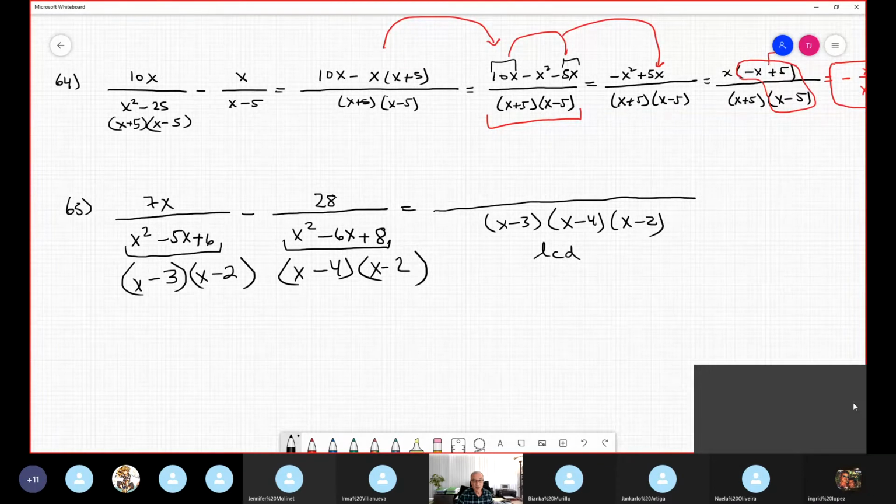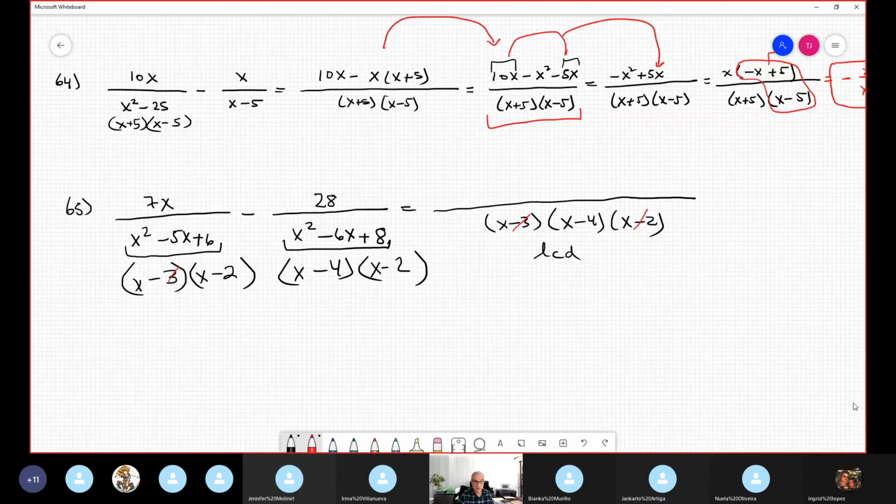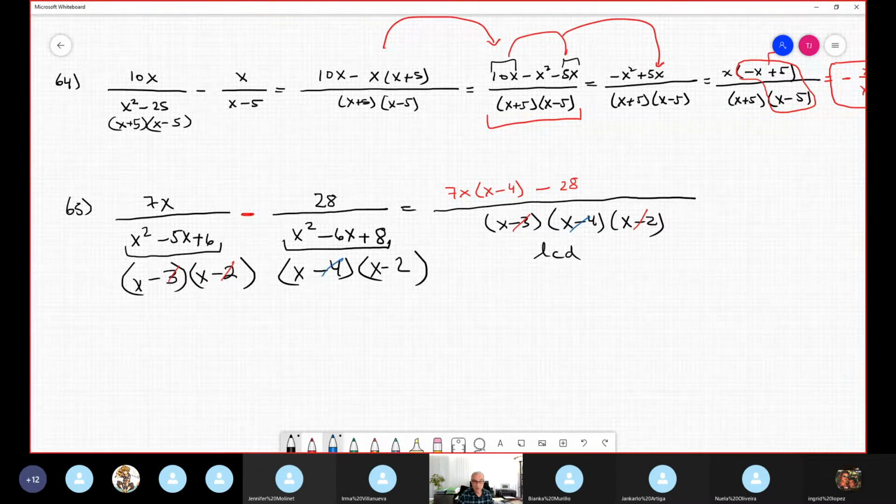Now, when you are doing the cross multiplication, in my mind, this one is cancelled, and this is also cancelled. And the first stays alive: x minus 4 times 7x. So it's 7x times x minus 4. Minus, this minus, 28 times something. Let me use another color. And the second, this is cancelled, this is cancelled also. Stay alive, x minus 3 times 28. Something like that. Everyone follow me so far?